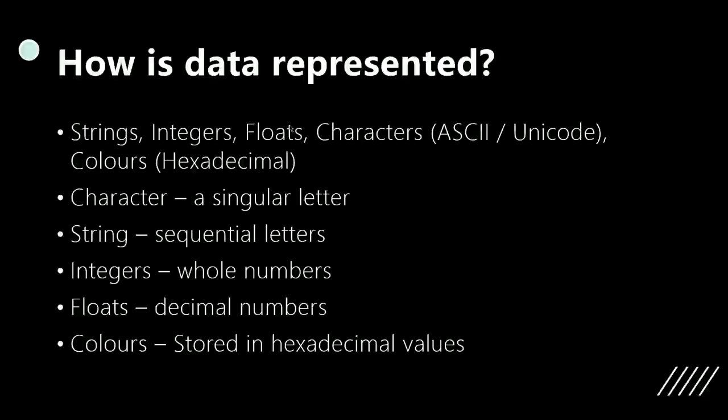So there's strings, integers, floats, characters, ASCII and Unicode for characters, and colors which are often represented in hexadecimal. So a character is a single letter. A string is sequential letters. Integers are whole numbers. Floats are decimal numbers. And then, like I said earlier, colors are stored in hexadecimal values.